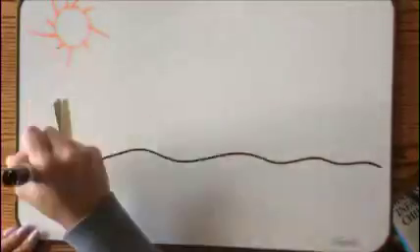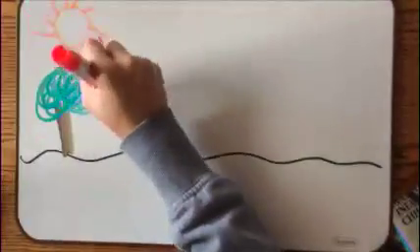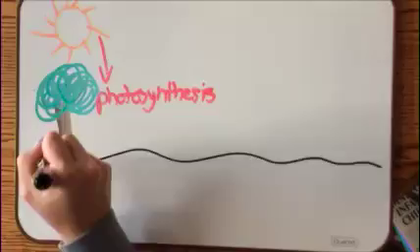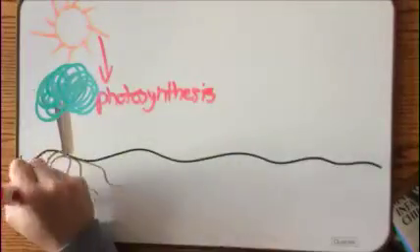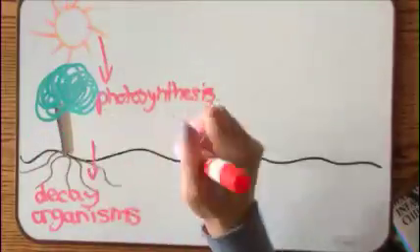Next, we will be talking about the carbon cycle. Carbon is the key ingredient of living tissue, which means that all living things are made up of carbon. To start off, plants absorb energy and carbon from the sun in a process called photosynthesis.